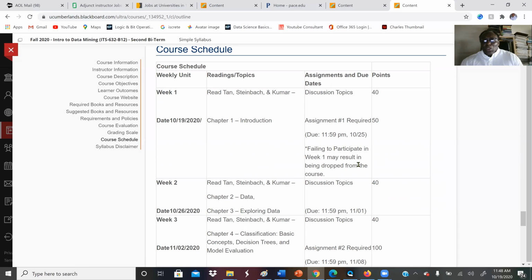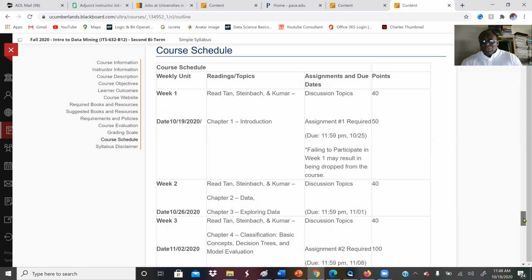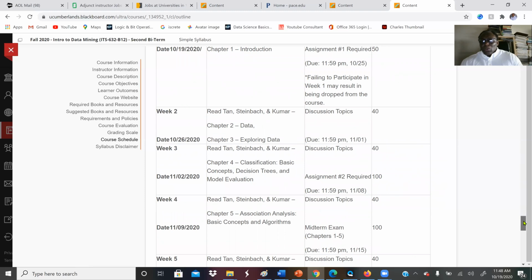So for example, week 1, we are following the course schedule. We have to cover chapter 1. We have discussion board, and we also have assignment 1. In week 2, we only have discussion board, and we're going to cover chapter 2 and 3. There is no assignment. Then again, we keep going.